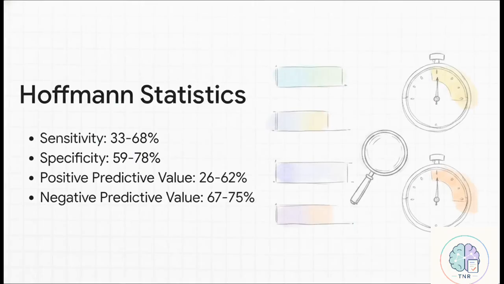But let's keep it real and look at the hard diagnostic stats. When we grade the Hoffman test strictly on its numbers, it's honestly a bit all over the place. Sensitivity is sitting between 33% and 68%, so it's missing a lot of disease. Specificity is 59% to 78%. And the positive predictive value, meaning if the test is positive, do they actually have the disease, is super low, ranging from just 26% up to 62%. Negative predictive value is only slightly better at 67% to 75%.